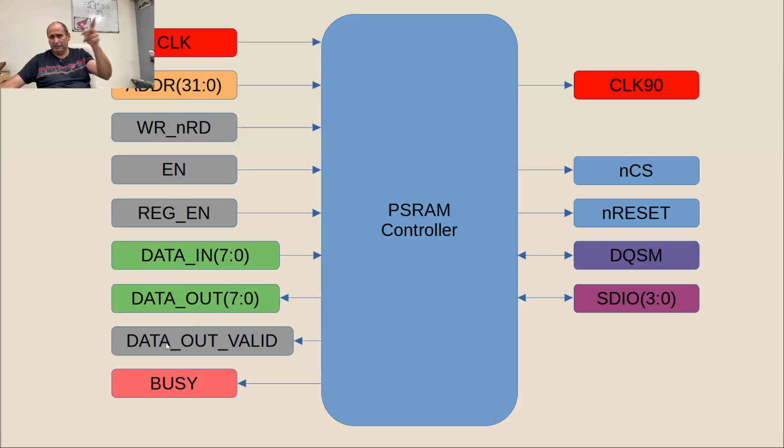Now we have another signal, data out valid, which is going to tell the FPGA that what comes on the data out bus is valid. This is what should be stored. And the busy signal, of course. This is simplified. We might have more signals.